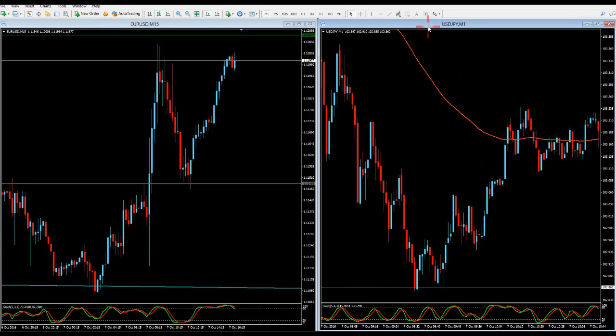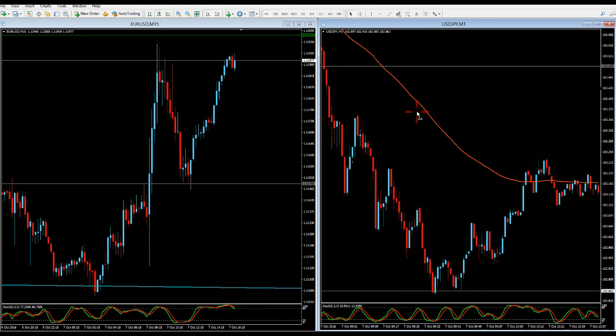So, for example, the first trade on the USD JPY, I also used some currency correlation. As you can see, I have two charts. I have the Euro USD on the left and the USD JPY on the right. And you can see that the USD JPY is on the 1-minute time frame. And so I was watching this, and I jumped into a trade here approximately in this area.